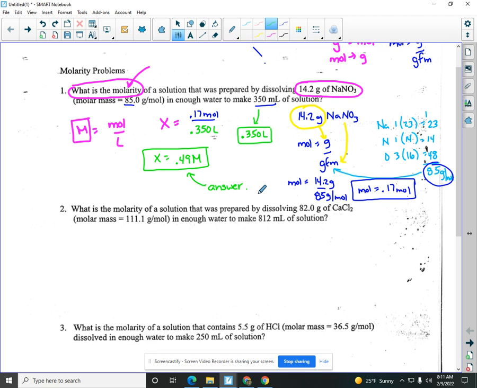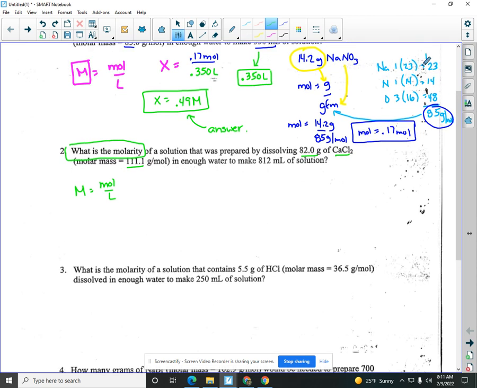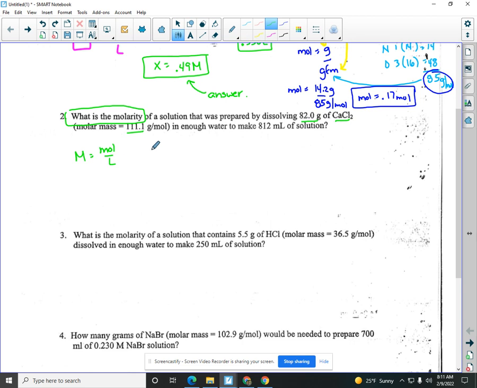All right, let's try the next one. What is the molarity? So once again, I'm looking for molarity, which is the big M. Molarity equals moles over liters. Of a solution that was prepared by dissolving 82 grams of calcium chloride, and they gave us the molar mass. So that's this whole thing that I was doing right here, so we don't have to do that, but I will calculate the moles over here on this side. Moles equals grams over gram formula mass.